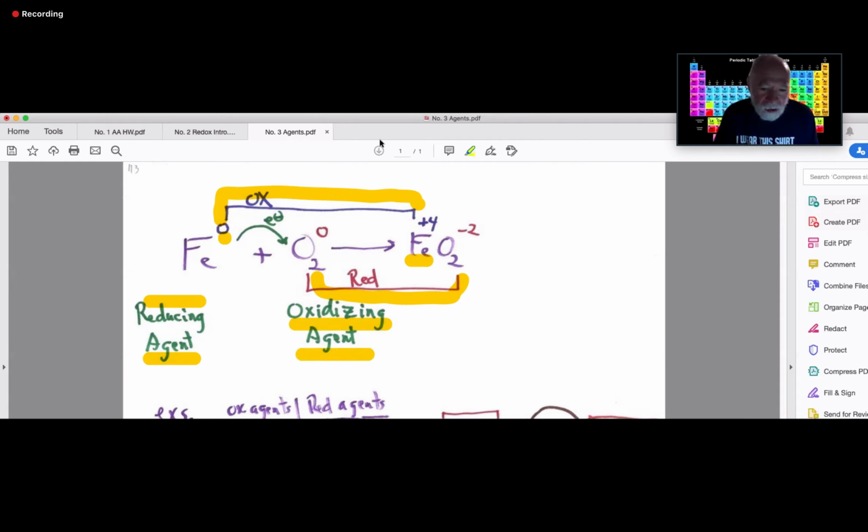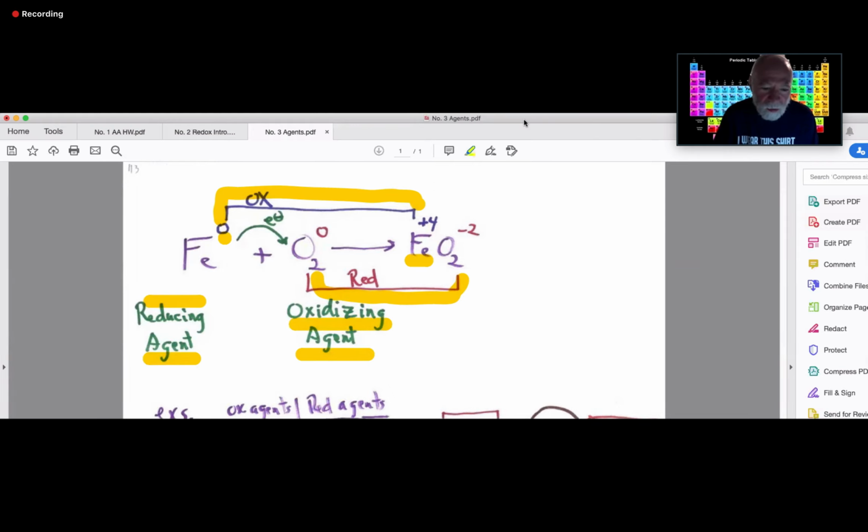Now, I know students have trouble with this sometimes, so here's a little trick. If the iron is oxidized, it's the opposite kind of agent. If it's oxidized, it's the reducing agent. And if the oxygen is reduced, it's the oxidizing agent.